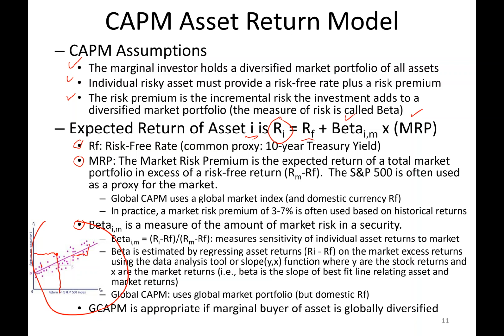by 2%. In this example, we're also talking about global CAPM. The only difference between global CAPM and the normal CAPM, or what's sometimes called domestic CAPM, is the use of the market portfolio. If you consider the market portfolio to be the S&P 500, we'll just call it CAPM. If we use a global market portfolio, we'll call it global CAPM. Global CAPM is appropriate if the average or marginal buyer of a particular security is globally diversified.